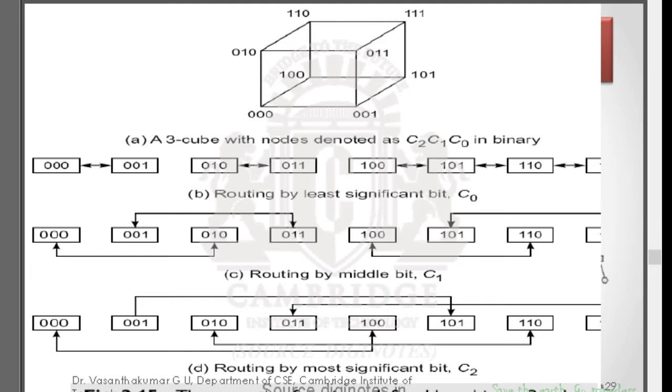A 3 cube with nodes denoted as C2, C1, C0 in binary. Then routing by the least significant bit, that is C0, is shown by this. Then we have routing by the middle bit, that is C1. Then finally we have routing by the most significant bit, C2. So these are with the different significant bits, how exactly it is going to look.